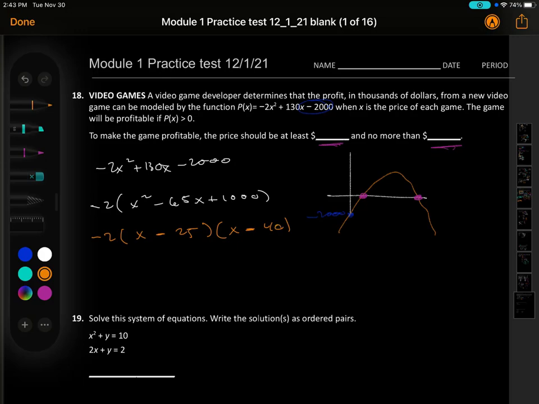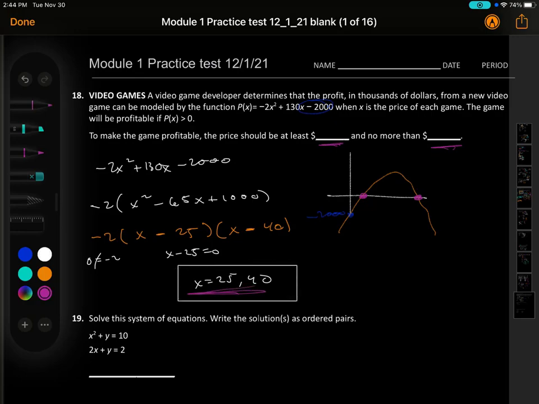And then if you set this equal to 0, 0 can never equal negative 2, right? So you don't have to worry about the negative 2. And that one's going to be 40. So our two numbers are going to be 25 and 40.